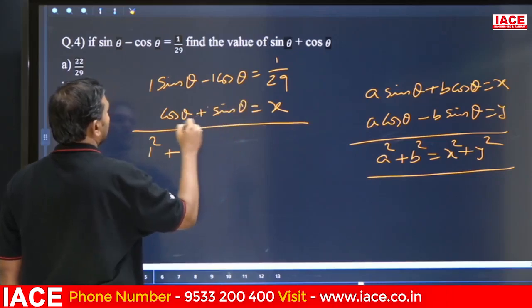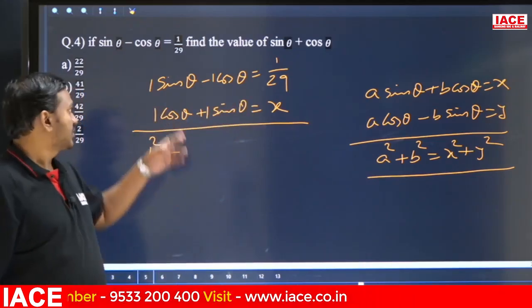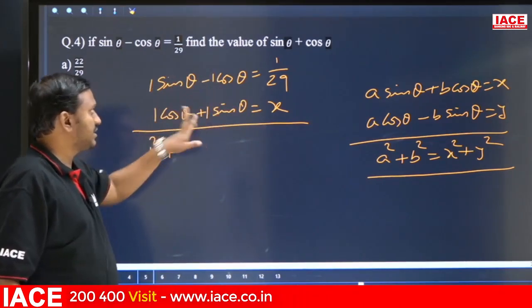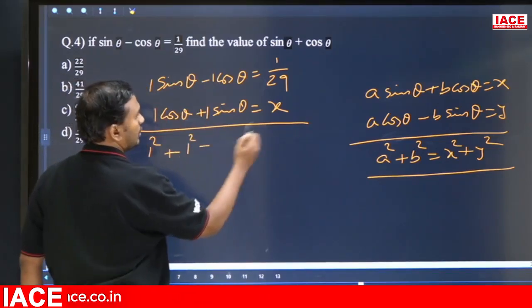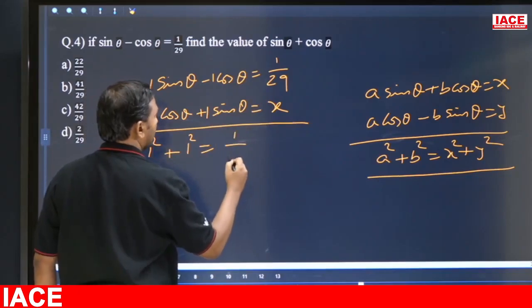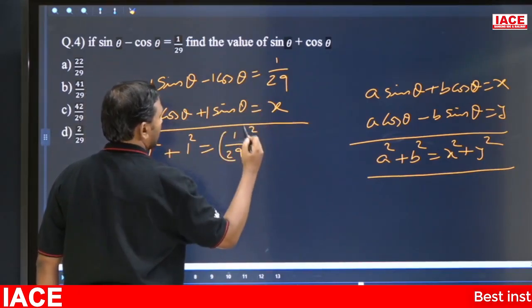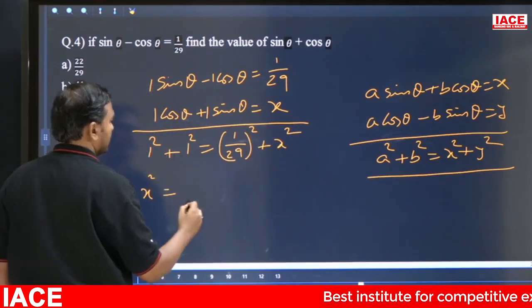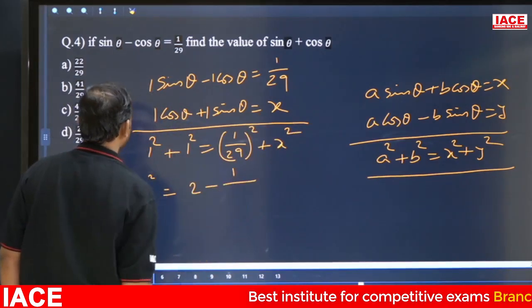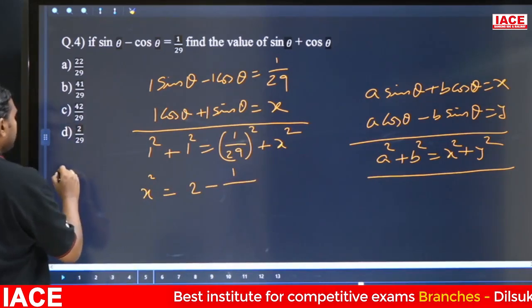Now it looks altered, right? Cos in place of sin, cos plus sin, and plus has come in place of minus. So a square, 1 square plus 1 square equal to x square. X square means 1 by 29 whole square plus x square. So what is x square? X square is 2 minus 1 by 29 square.